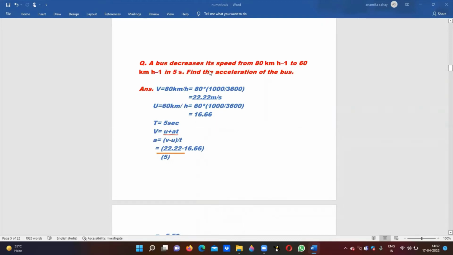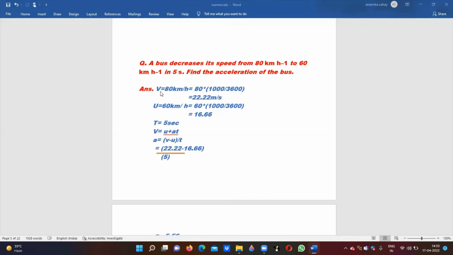Our next question. A bus decreases its speed from 80 km/h to 60 km/h in 5 seconds. It means initial velocity is 80 km/h and final velocity is 60 km/h, and time is also given, 5 seconds. Find the acceleration of the bus. First, we will change this 80 km/h to meter per second, right? We have to multiply it by 1000 divided by 3600, that is 60 into 60. Then it will convert into 22.22 meter per second.